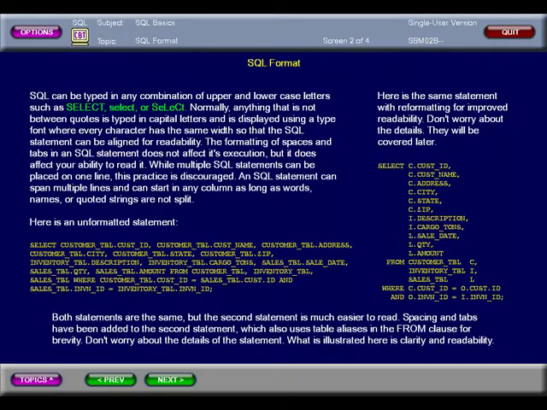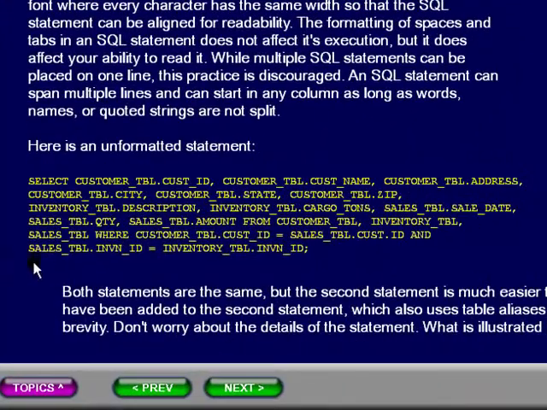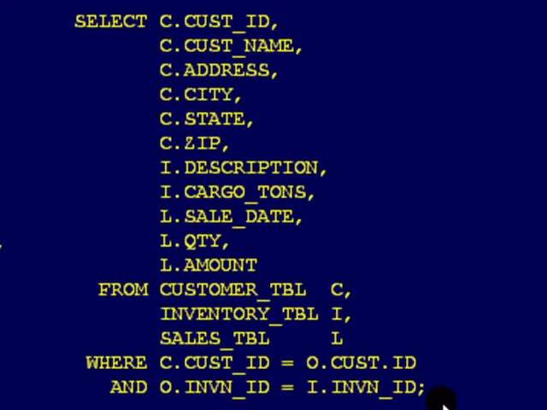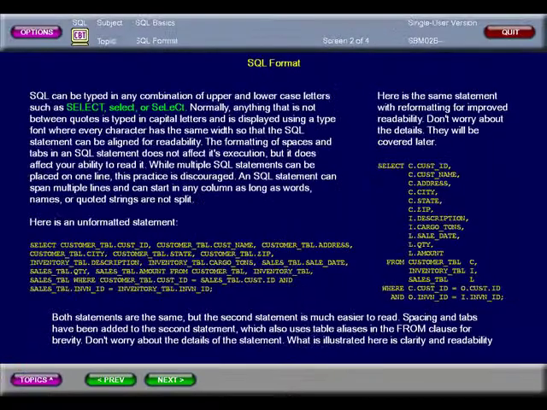Here are two identical statements. The one on the left is unformatted, uses full table names, and is hard for a person to read and figure out what is going on. The one on the right is formatted, uses table aliases, and is much easier for a person to read. Both statements are correct and will execute the same, but the one on the right is easier to maintain. Don't worry about the details. They will be covered later.